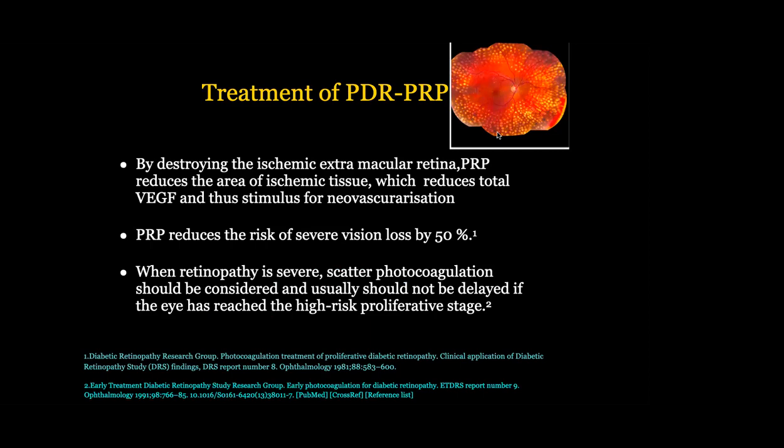And studies like the diabetic retinopathy studies have shown that it would reduce the risk of severe vision loss by 50%. So it says that when retinopathy is severe, laser scatter photocoagulation should be considered, and usually should not be delayed if the eye has reached the high risk proliferative stage. So according to the ETDRS and DRS study, we are doing pan-retinal photocoagulation for patients with proliferative diabetic retinopathy. Pan-retinal means the whole periphery of the retina is lasered.